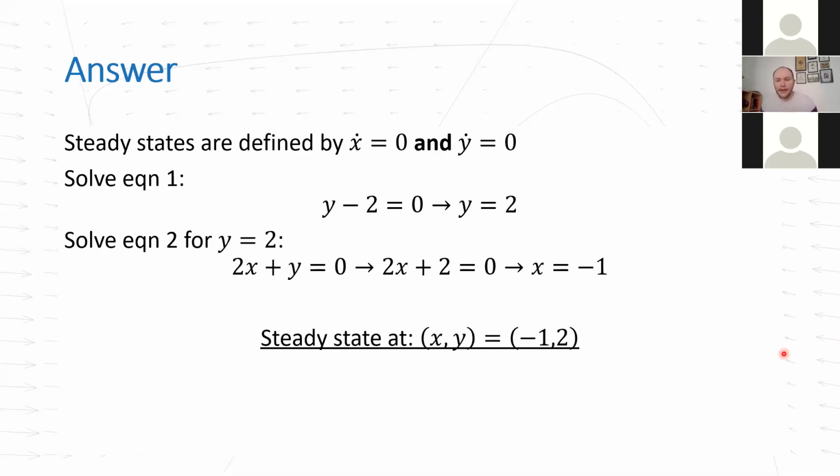So that's the last bit of maths I'm going to ask you to do. I really just wanted to stress that you need both of the equations to equal 0 for it to be a steady state.